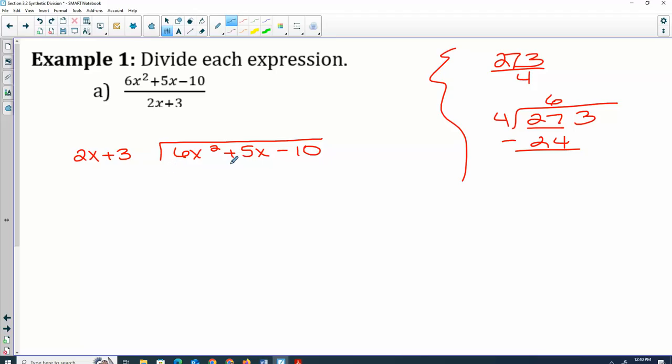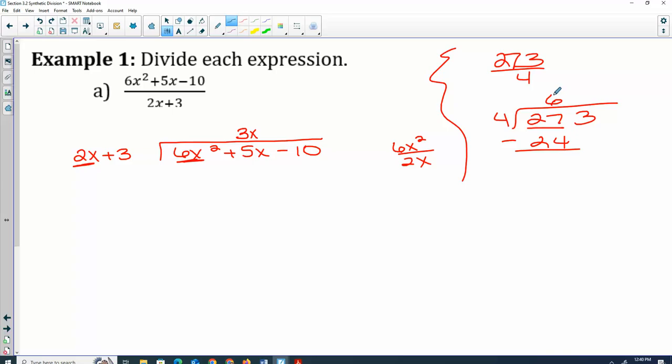Alright, we are starting out. We're just going to divide our leading pieces. So if I ask you to do 6x squared divided by 2x, what would that give us? 3x. Technically, it doesn't matter where you put it. I like to just write it above my x term, but you're not wrong if you put it somewhere else.